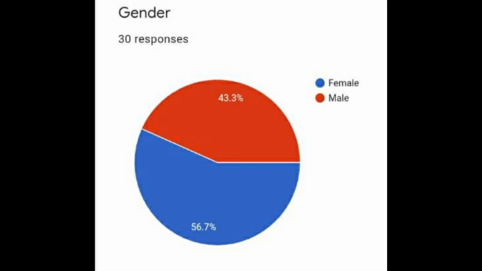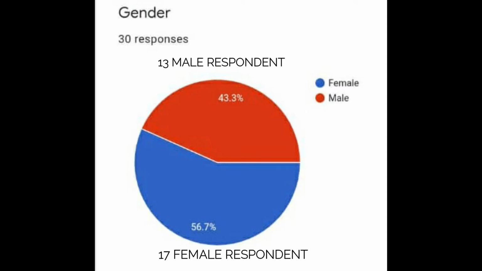From 43.3%, we can get the true value of the respondents. The red part, 43.3%, equals 13 respondents. And the blue part, 56.7%, equals 17 respondents.